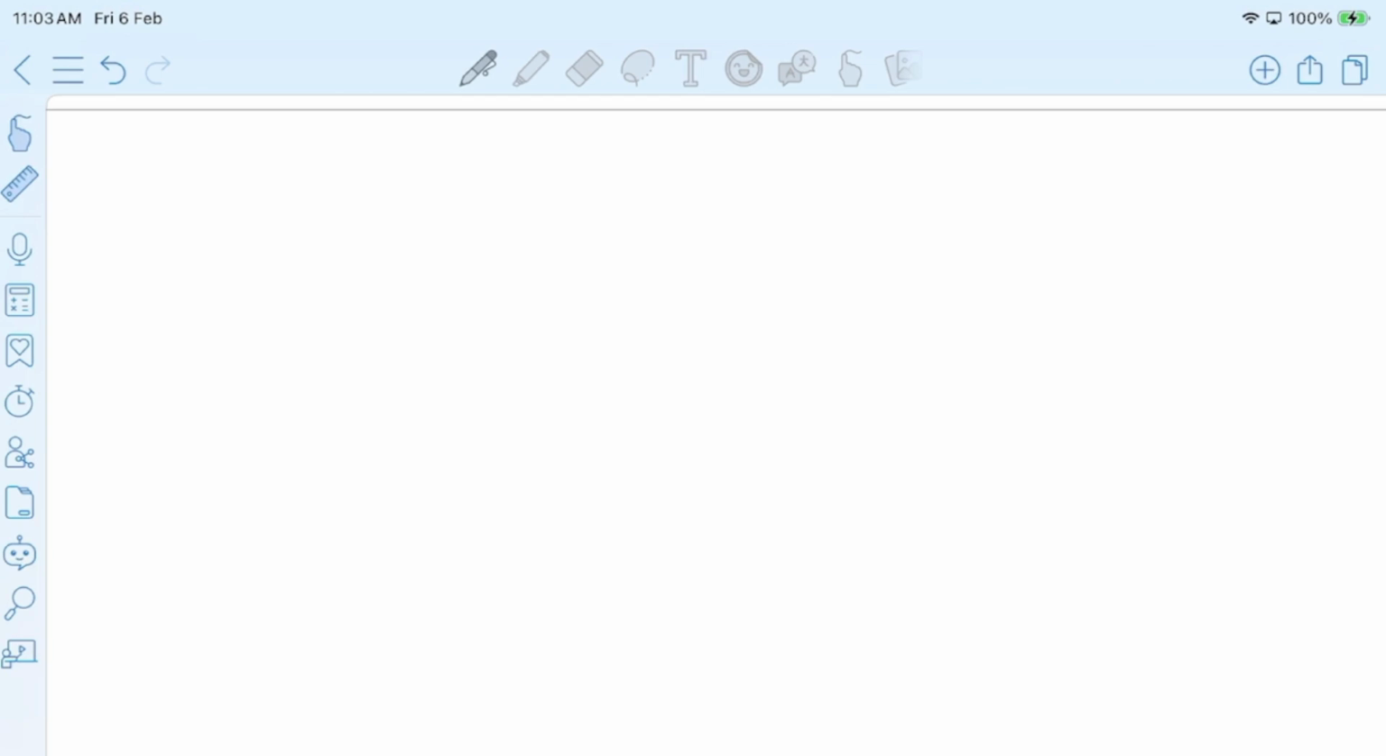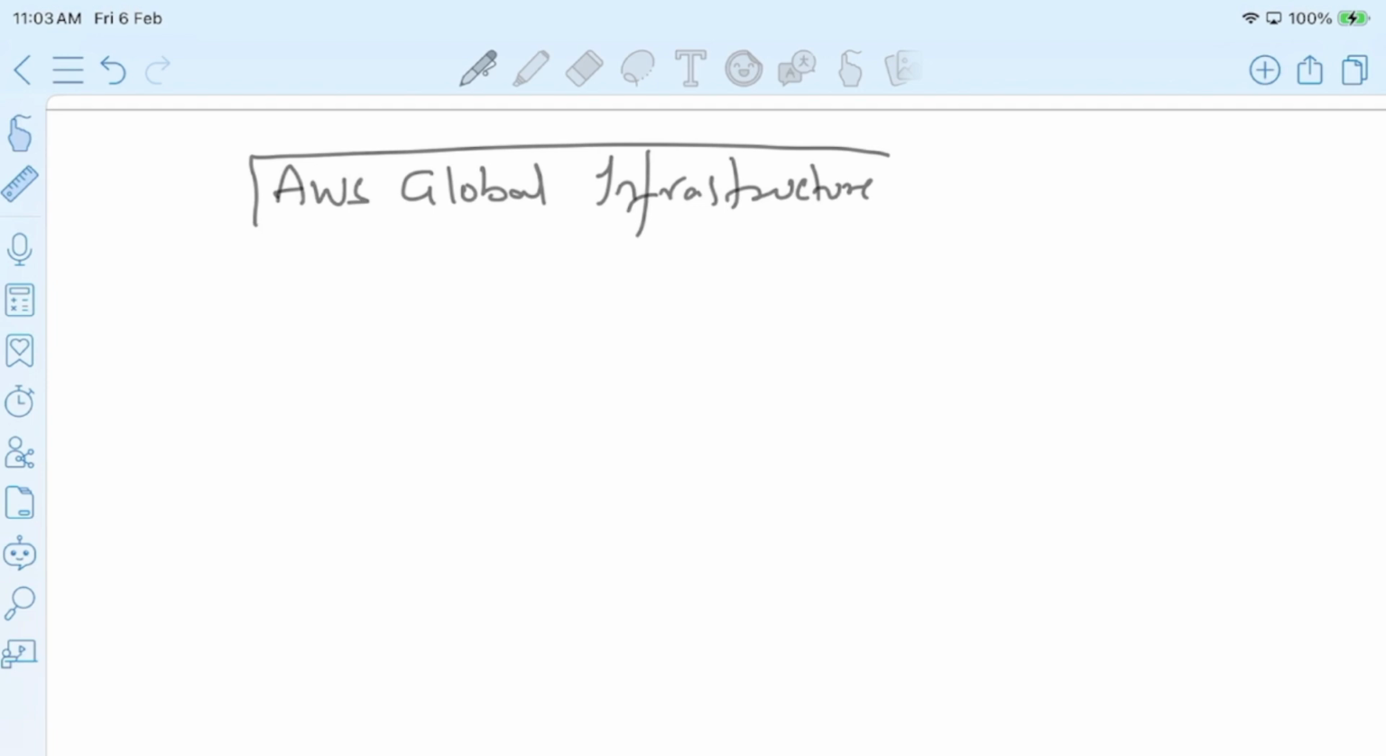Now we'll try to understand one more important topic. It is AWS global infrastructure. To understand this AWS global infrastructure, here AWS is providing its services to global customers. How is it possible for AWS to provide its resources to global customers?